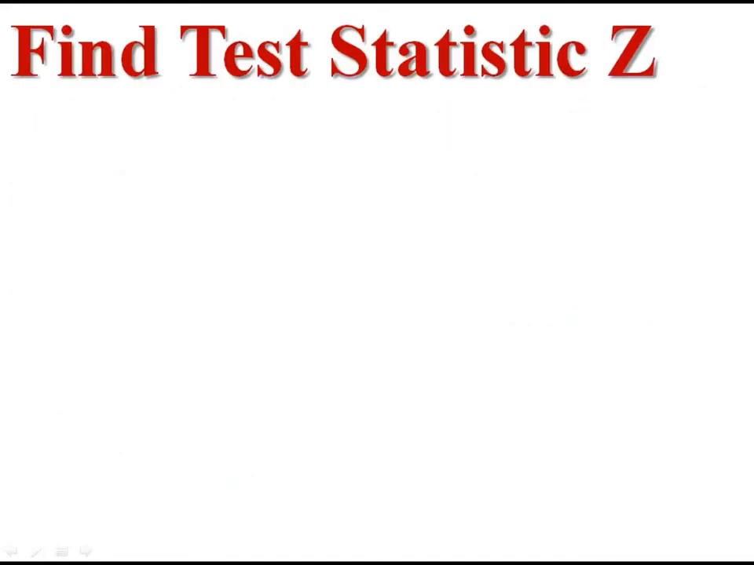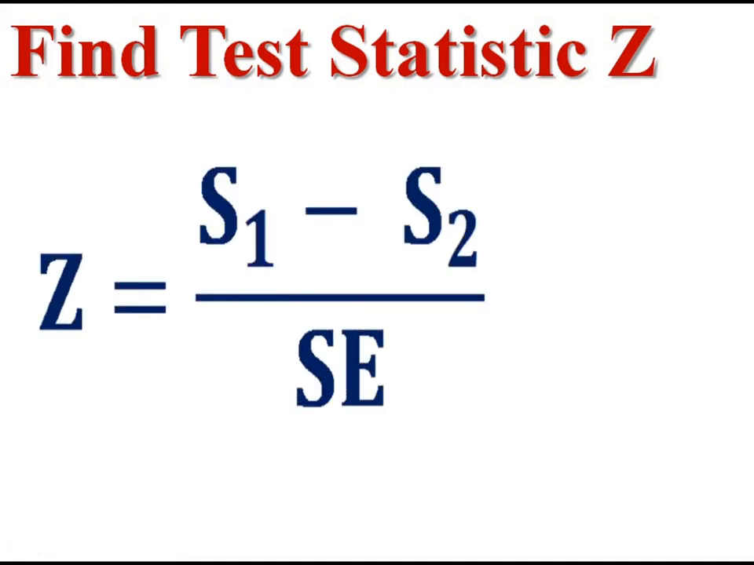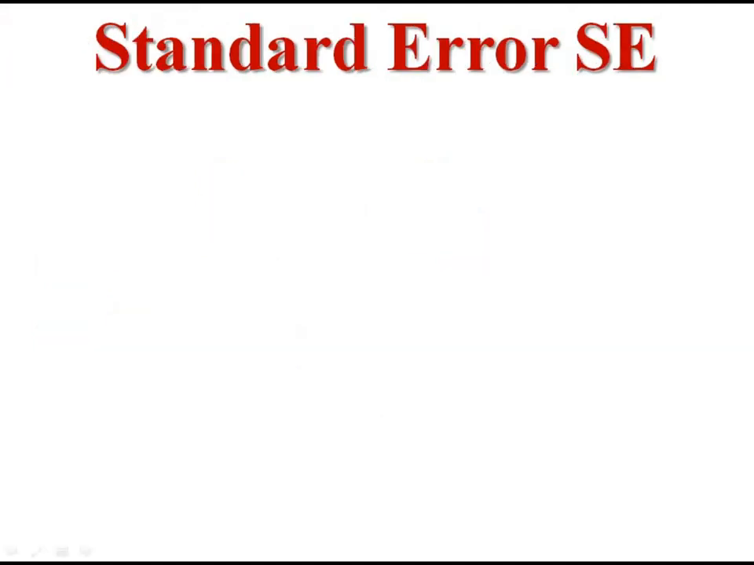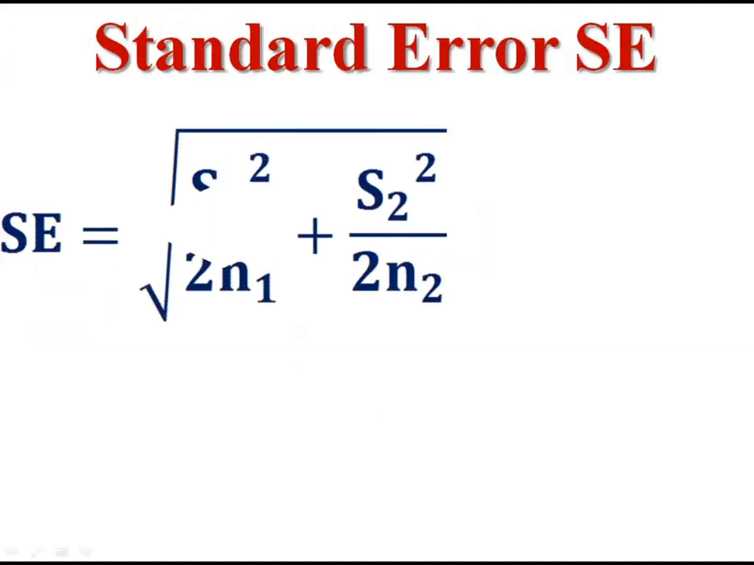Then compute the test statistic Z. Z is equal to the difference between standard deviations divided by the standard error. That is, S1 minus S2 divided by the standard error. For computing the Z value, find the standard error SE. SE is equal to the square root of S1 square, the variance of the first sample, divided by 2n1, plus S2 square, the variance of the second sample, divided by 2n2.